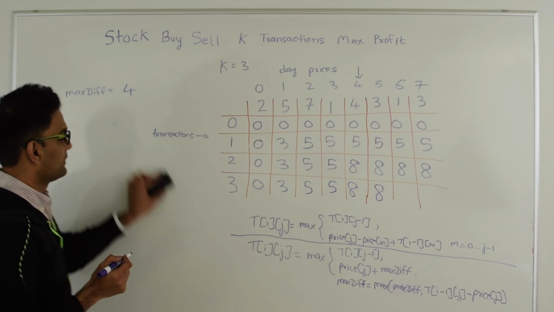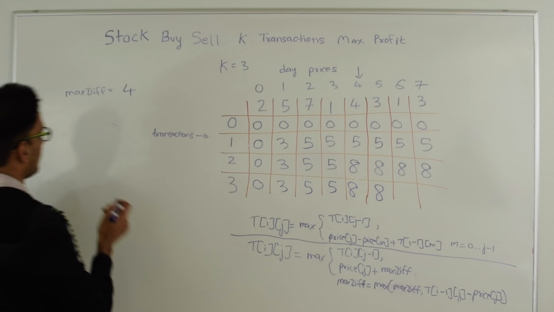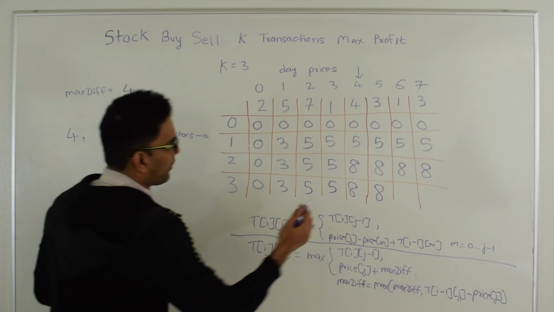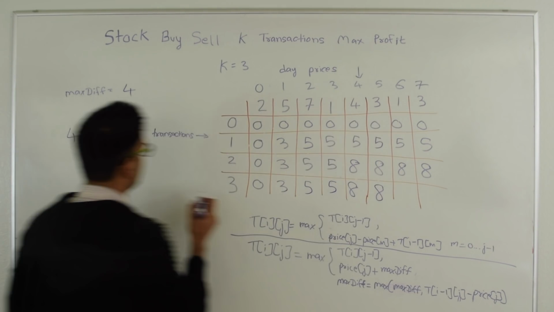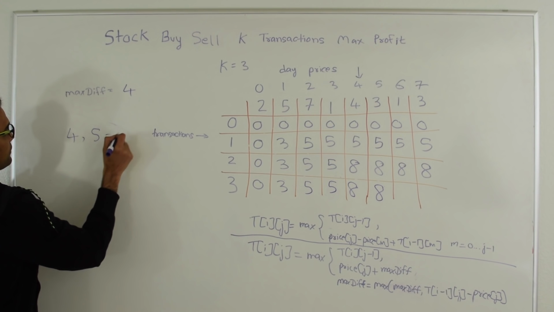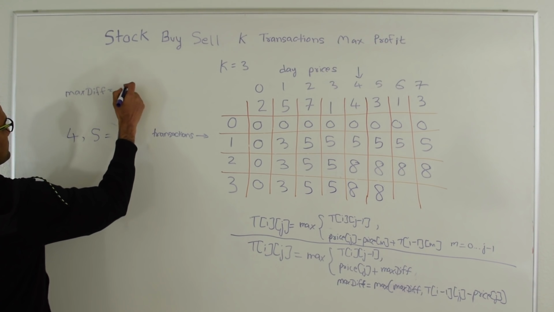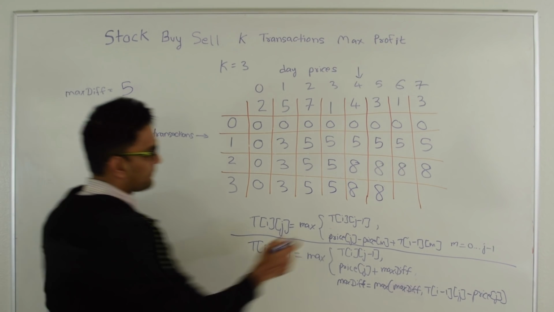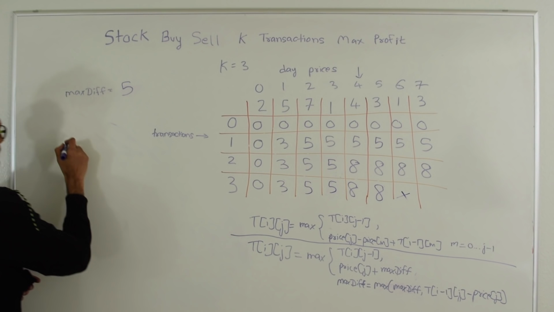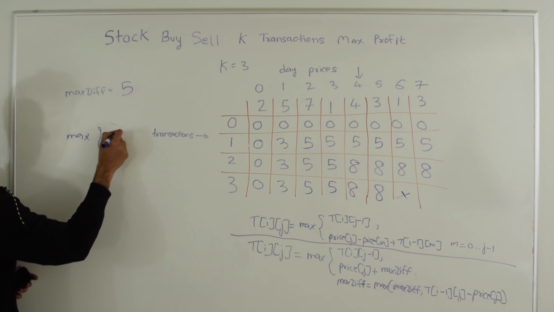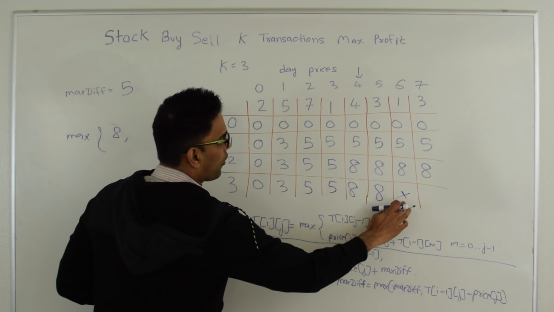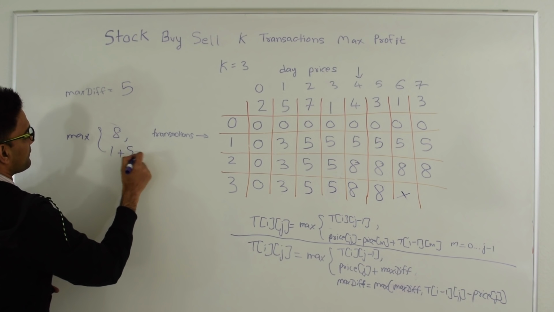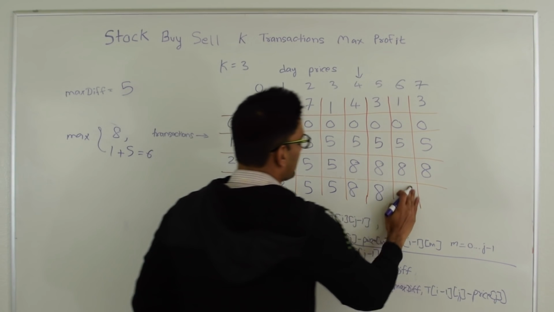And the max diff again will be whatever is the current max diff, so 4, or this 8 minus 3, 5. So our new max diff now will become 5. So now let's fill up this cell. To fill up this cell, we'll say max of either 8, which is this value, or the price there, so 1 plus this max diff 5, so this value is 6, so this value stays 8.